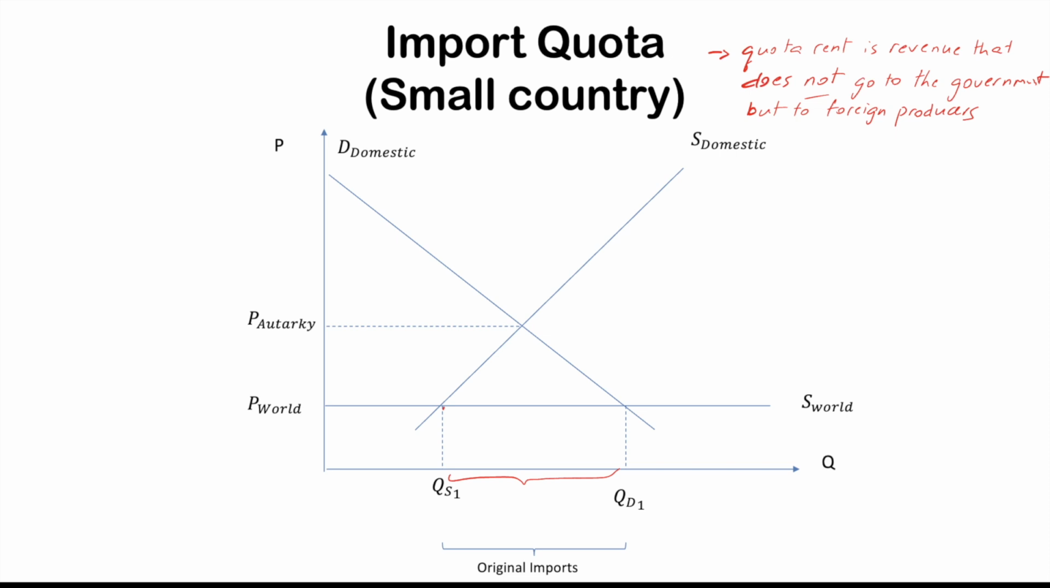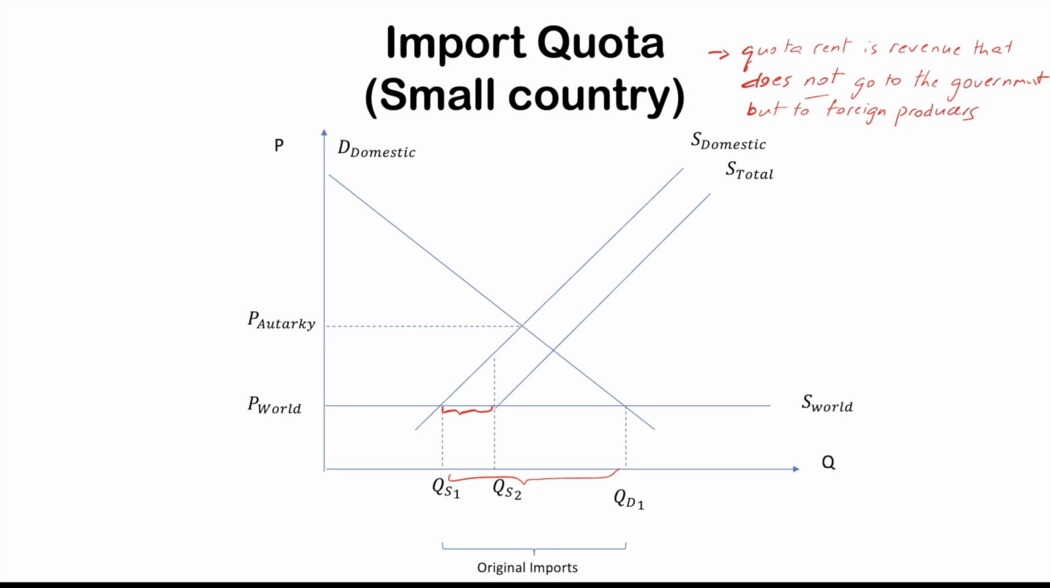However, now the country decides to limit its imports by imposing a quota in order to protect its producers. This quota can be anything. So currently, the amount of imports is this whole distance here. So the quota could be this much of the imports, or it could be this much of the imports. It is decided by the importing country. Suppose this is the amount of imports that the importing country wants to have.